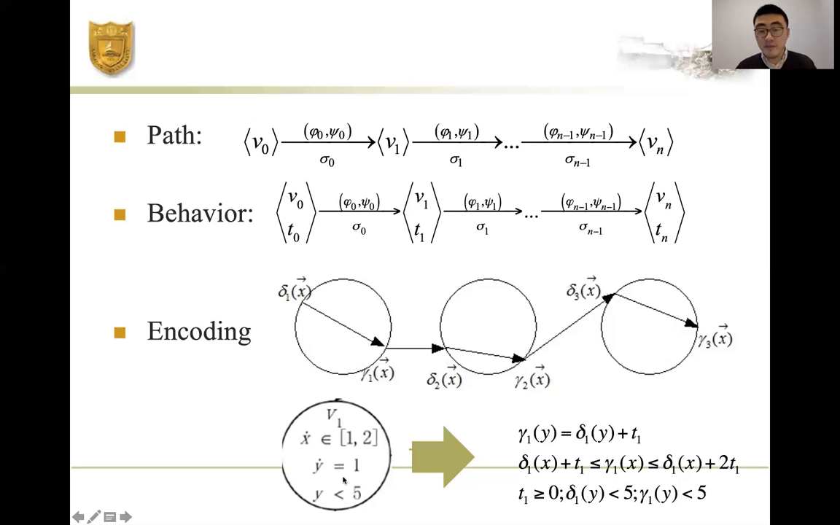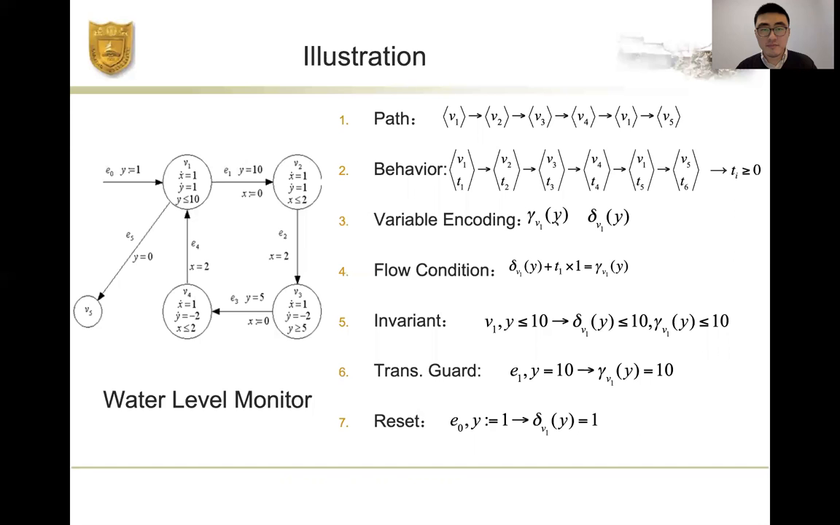So we also have invariants, say y smaller than 5. So we have both delta 1y and gamma 1y should be smaller than 5. And that's it. Everything you can encode in such a way very easily to understand the state space of the system. And here's a simple illustration.